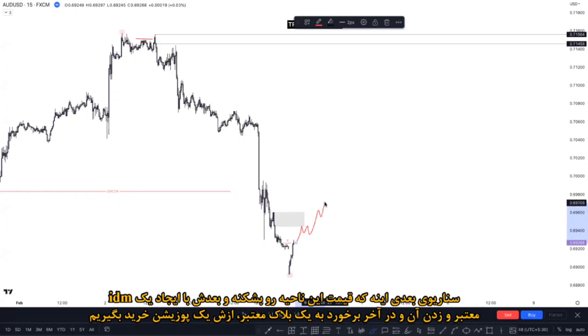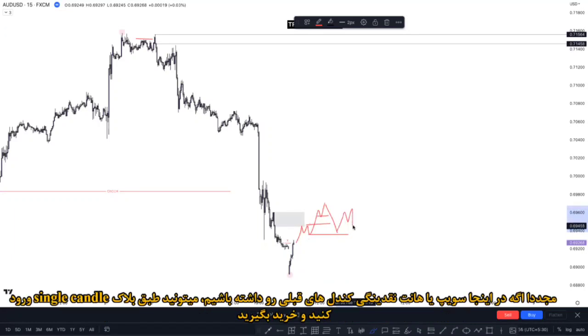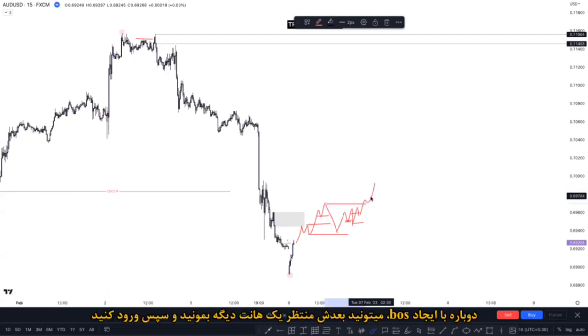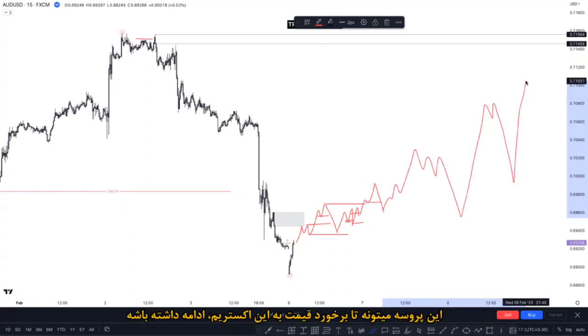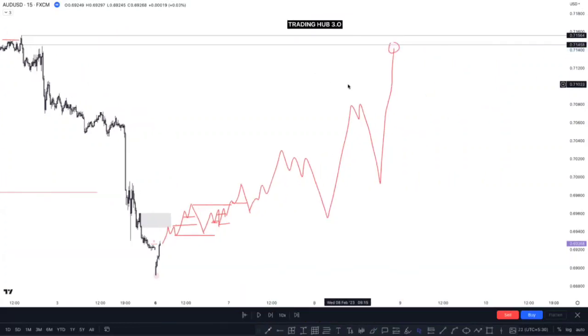how can we deal with this situation? Simply, you can buy here after taking out the inducement, mitigating the order block and going higher. You can also buy here based on the single candle order block, with previous liquidity taken out. I mean, talking about the candlestick formation, the previous candle low is taken out, and you can buy here based on the candlestick formation again, right? Structure broken. You have to wait for liquidity to be taken out again and continue higher. And this process will continue until the market mitigates this order block, which is the extreme, right?